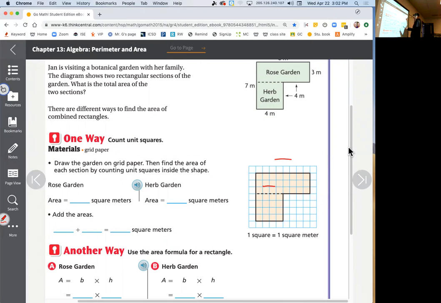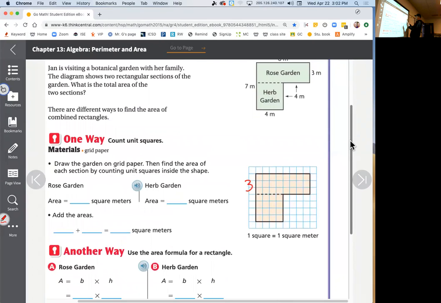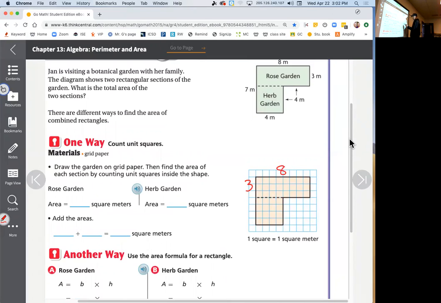Draw the rectangle on grid paper, so you could draw it like this, and then find the area of the section. So the area of the rose garden. The rose garden is up here, so we have 3 by 8. 3 times 8 is 24. So this is 24 square meters. See how you can write it that way? Or you could go meters squared. Both ways are the exact same thing.